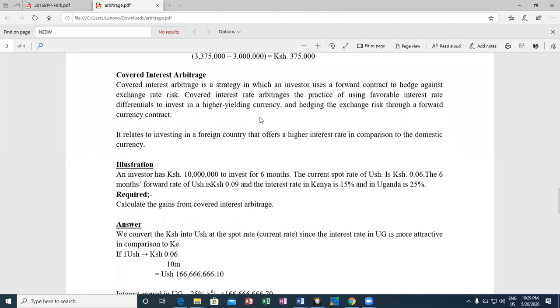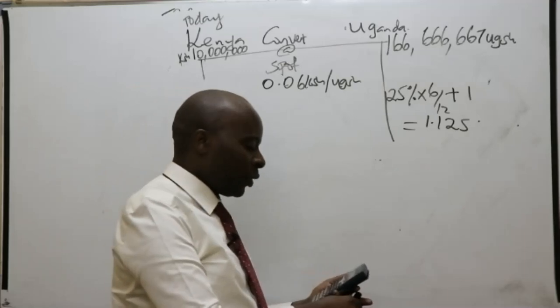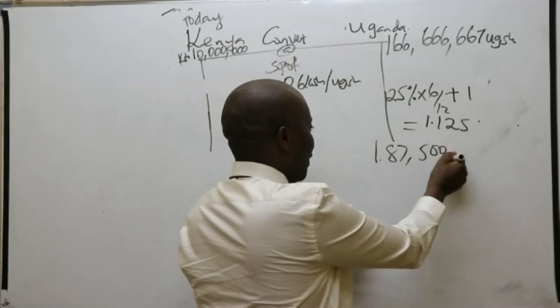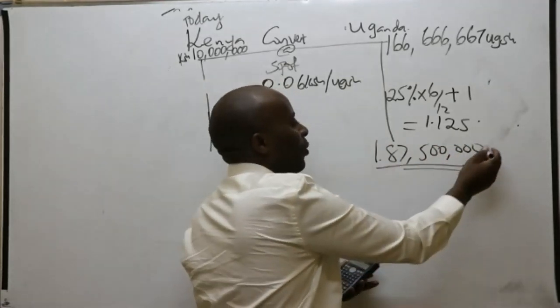So we were able to change it to Uganda shillings. Why do we have to change it to Uganda shillings? It's because we are eyeing the higher rate of interest in Uganda. Want to fetch more. So how do we fetch more? The compounding. So take this figure times 1.125. So times, we have here 166,666,667 equals. If it were not for rounding off errors, I should have gotten here 187,500,000 Uganda shillings.